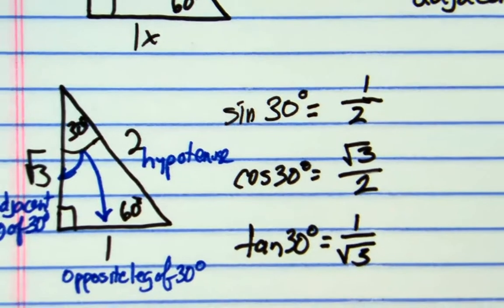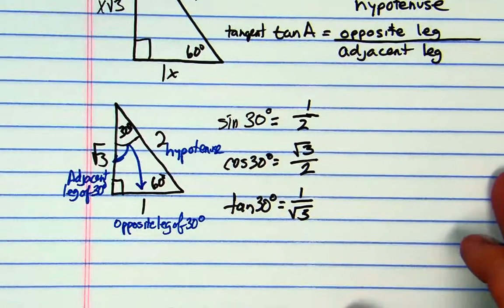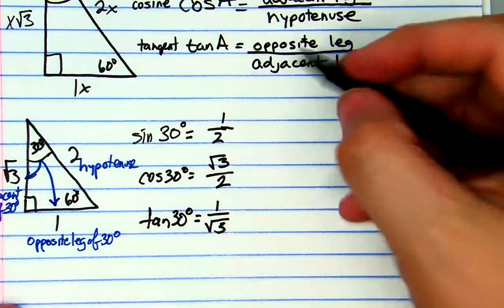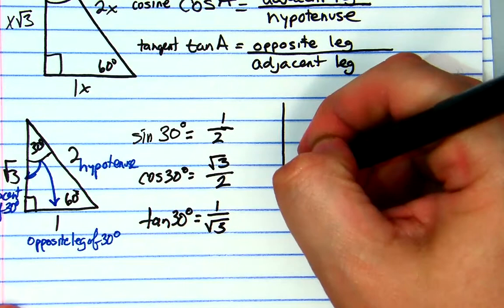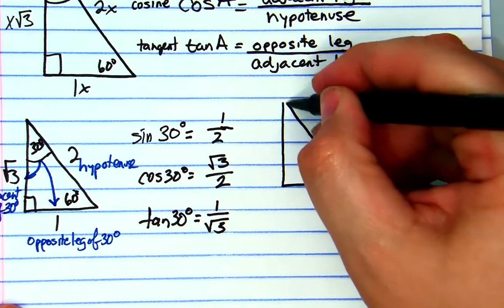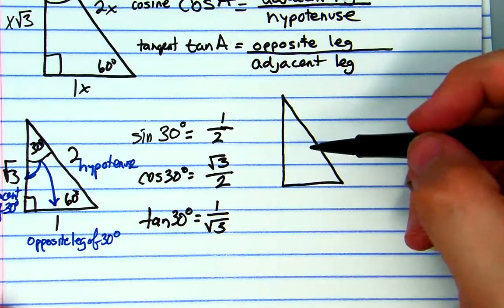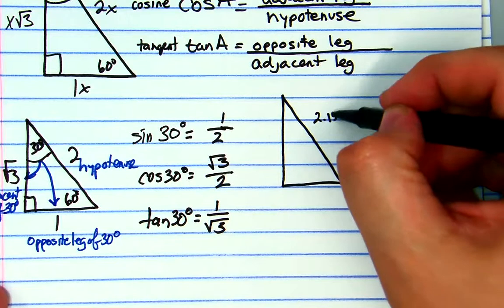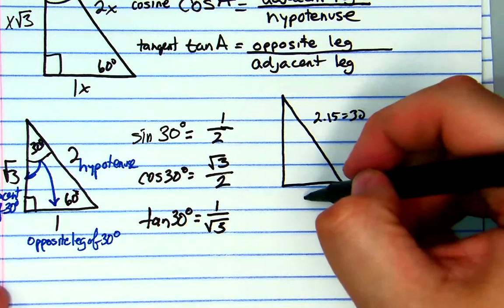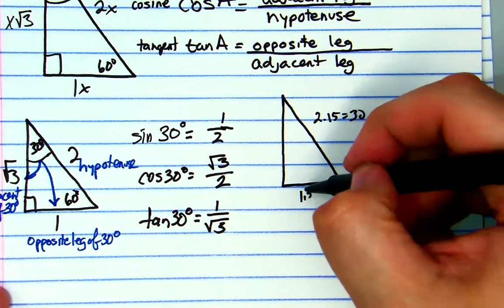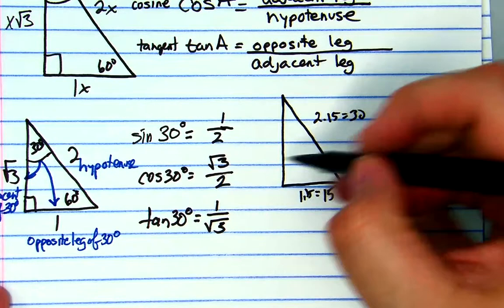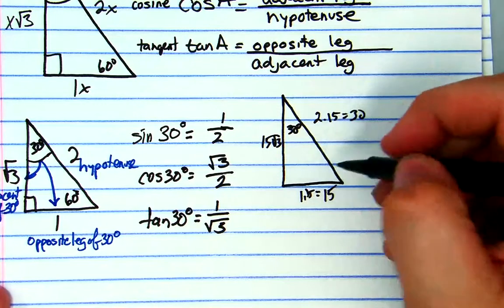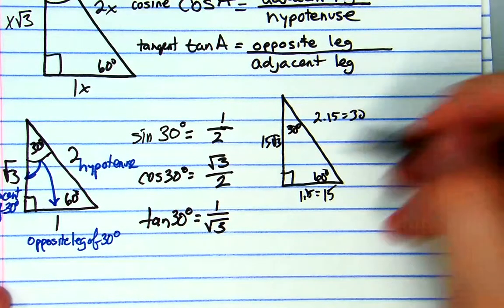Now, I'm going to show you that this is going to work for any other triangle. I'm going to dilate this, although I'm going to draw it not to scale. I'm going to multiply every value by, let's say, 15. So 2 times 15 is 30. 1 times 15 is 15, and this will be 15 radical 3. That's my 30 degrees, 60 degrees, and my 90 degrees.